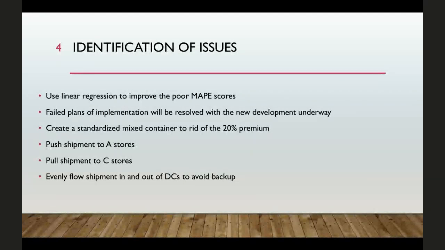We're going to do pull shipment for our C stores, because our C stores account for more than half of all of our locations, and yet they only make under 40% of the total profit that the entire company has made throughout the years. What we're going to do is evenly distribute the flow of shipment in and out of the distribution centers so there's no backup in inventory.